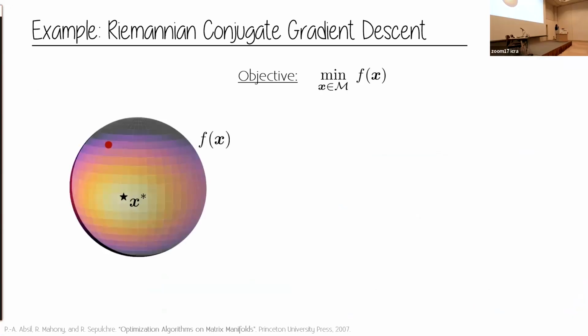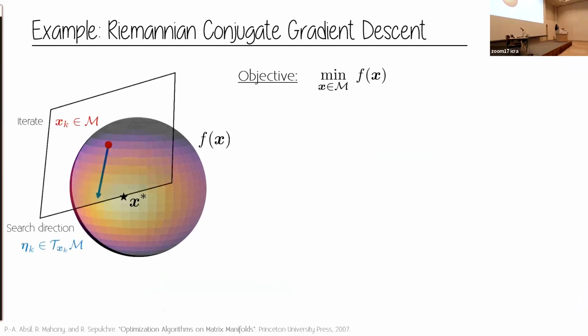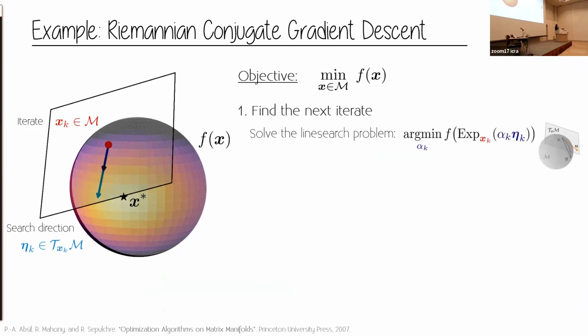So here, again, we want to minimize a function f with respect to a point on the manifold. We start at the current iterate. We are given an initial search direction. The first thing that we do is to find the next iterate. In that case, we actually solve a line search problem that gives us our step size. So what step size do we have to take to have the best possible update.